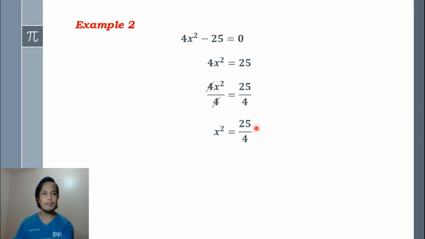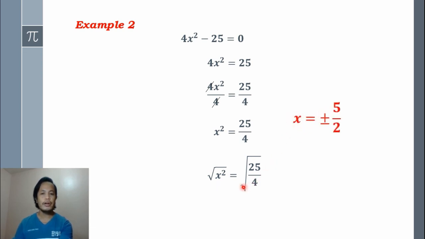And since 25 is a perfect square and also 4 is a perfect square, therefore we can extract the square roots. So this becomes the square root of x squared equals the square root of 25 over 4. So the square root of x squared is of course x. Then the square root of 25 over 4 shall be plus and minus 5 over 2. The square root of 25 is 5 and the square root of 4 is 2. That's why we have here positive and negative 5 over 2.